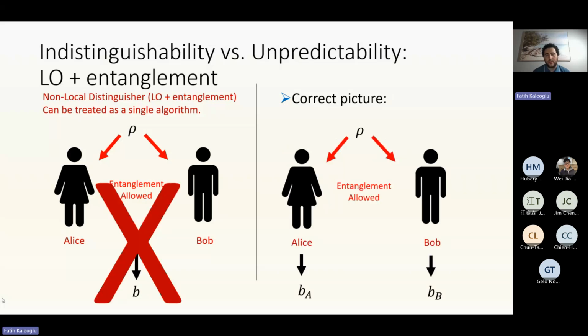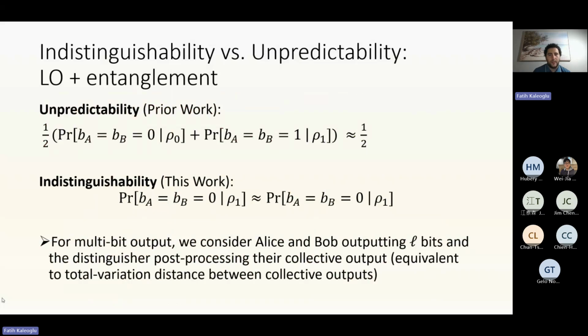So a better picture would look as the one on the right, where Alice is outputting some bit, Bob is outputting some other bit. And if we define unpredictability in this way, we would ask them both to predict the distribution correctly. And this has been considered in prior work. It's called, I think, simultaneous state discrimination.